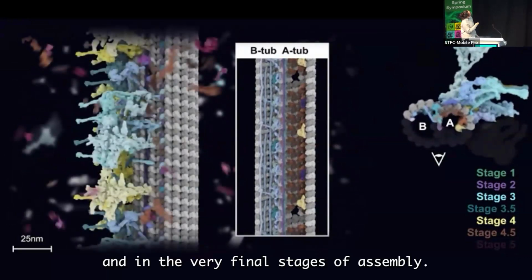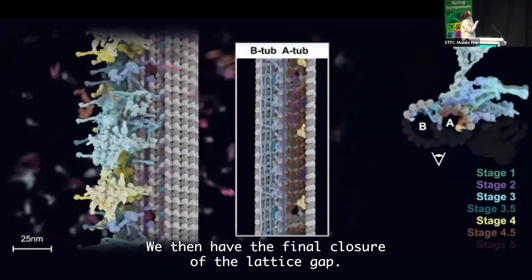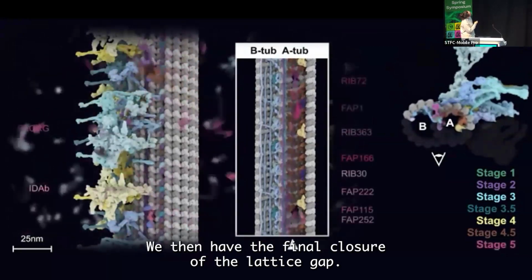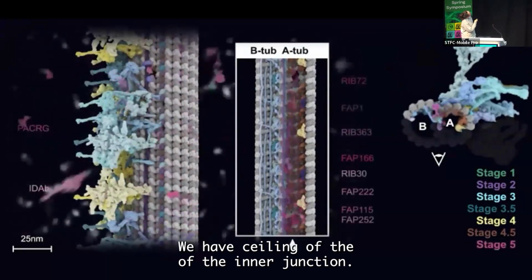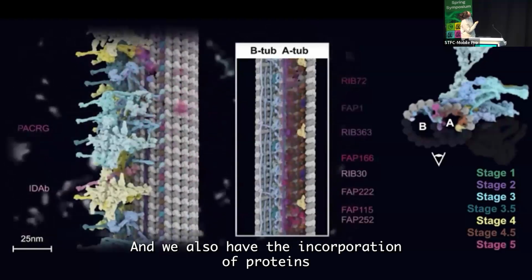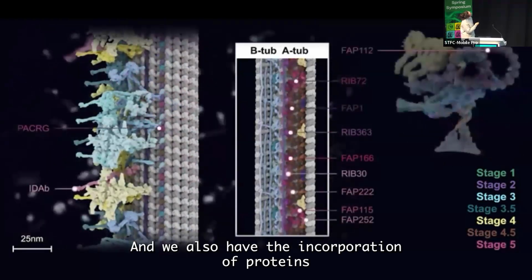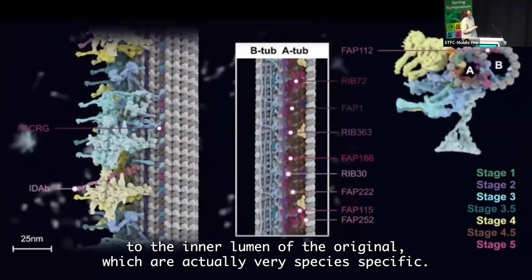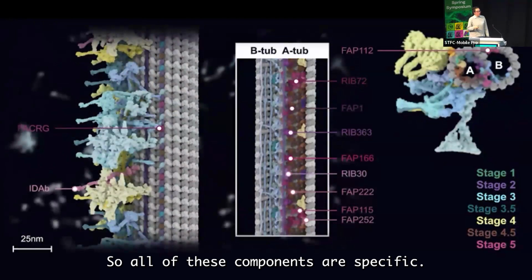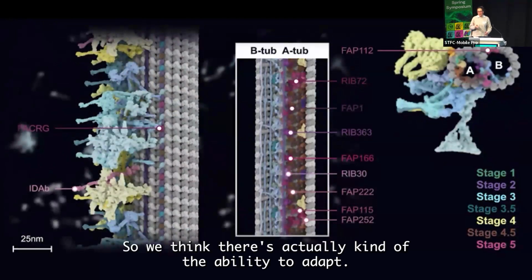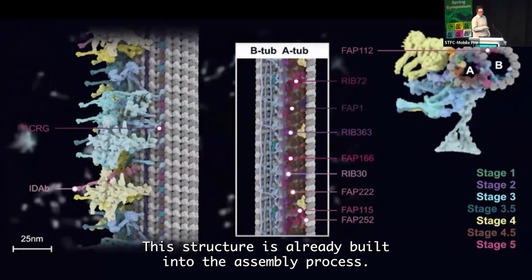And in the very final stages of assembly, we then have the final closure of the lattice gap. We have sealing of the inner junction, and we also have the incorporation of proteins into the inner lumen of the A-tubule, which are actually very species specific. So all of these components are Chlamydomonas specific. So we think the ability to adapt this structure is already built into the assembly process.